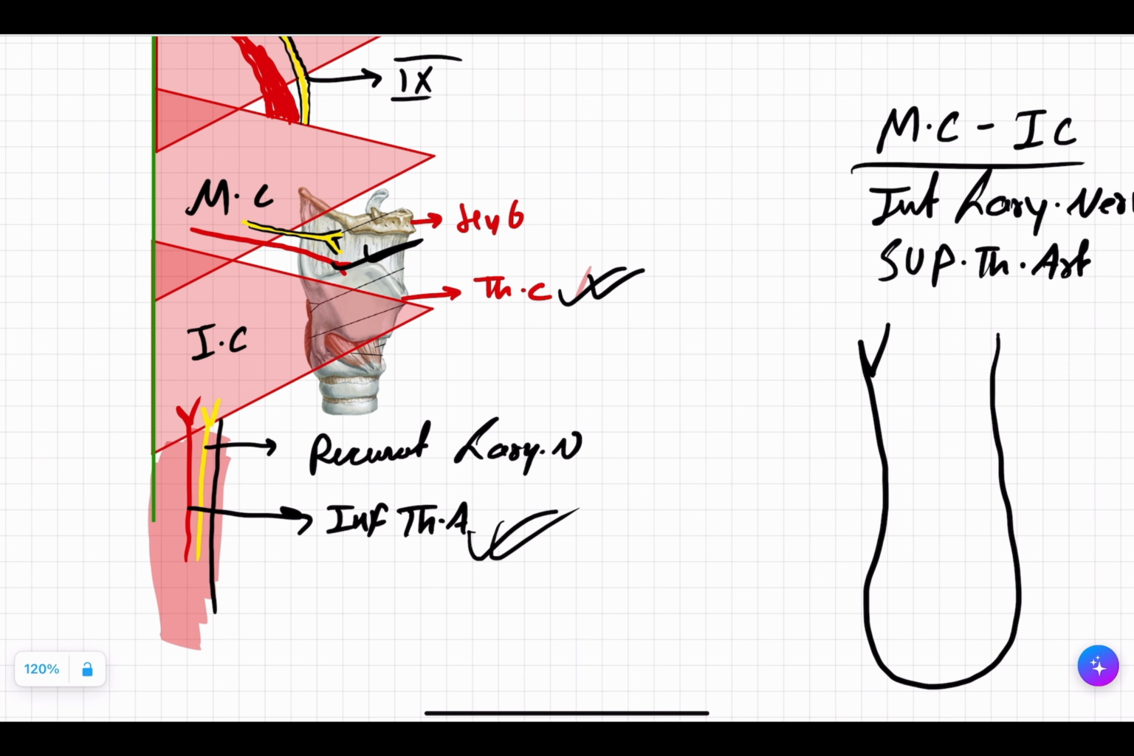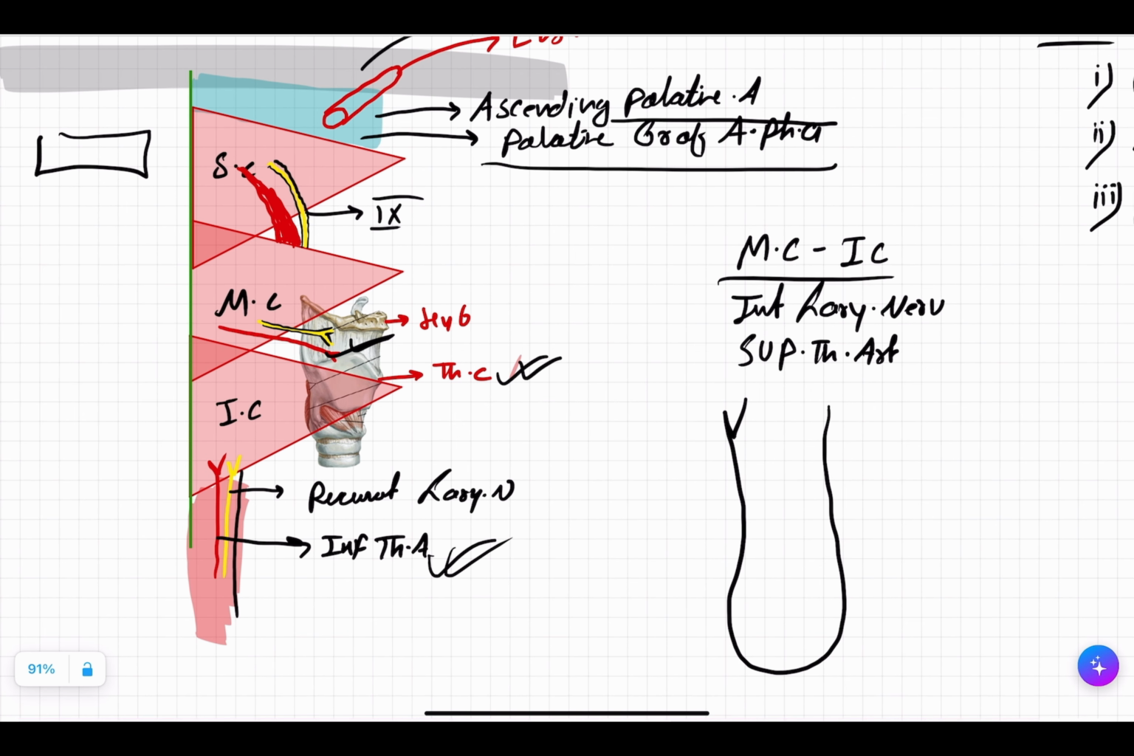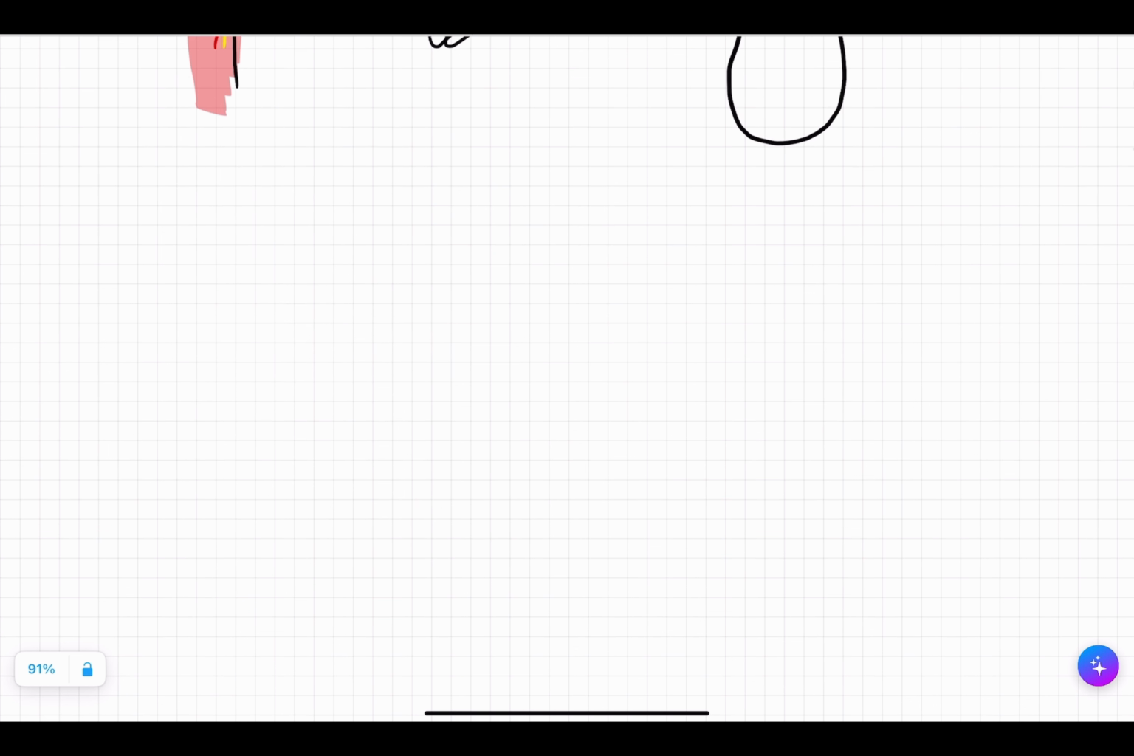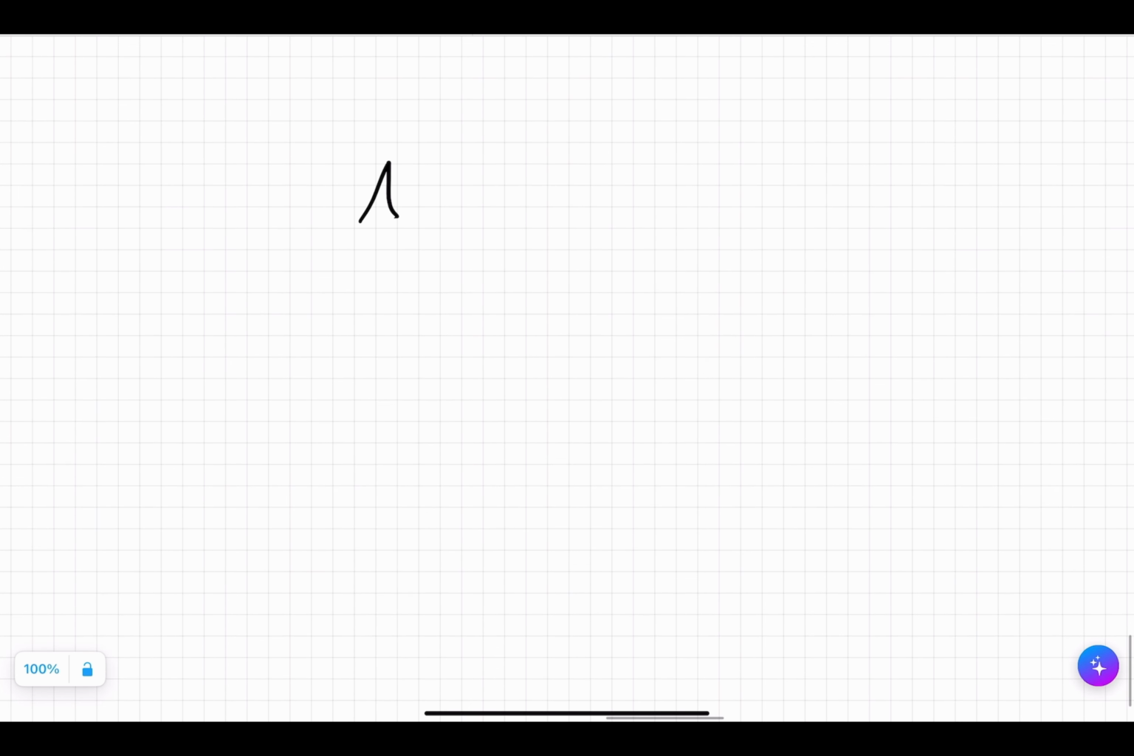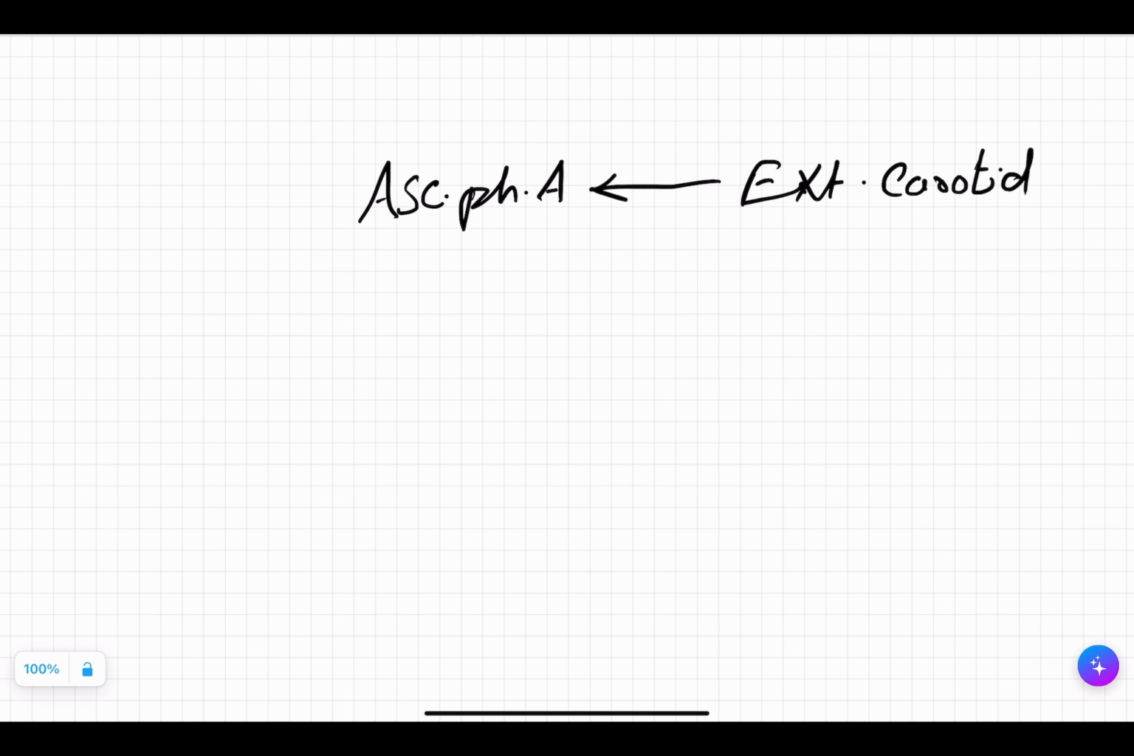So this was the constrictors, the spaces between them, the structures passing between them. We saw it all. Now anything else? Yeah, let's see about the blood supply and the innervation. See, most of the time the blood supply of the pharynx is ascending pharyngeal artery. Ascending pharyngeal artery is a branch of external carotid artery. The external carotid artery, for example, if this is your heart, the left subclavian, the right brachiocephalic, the left subclavian, then all those give rise to the common carotid.